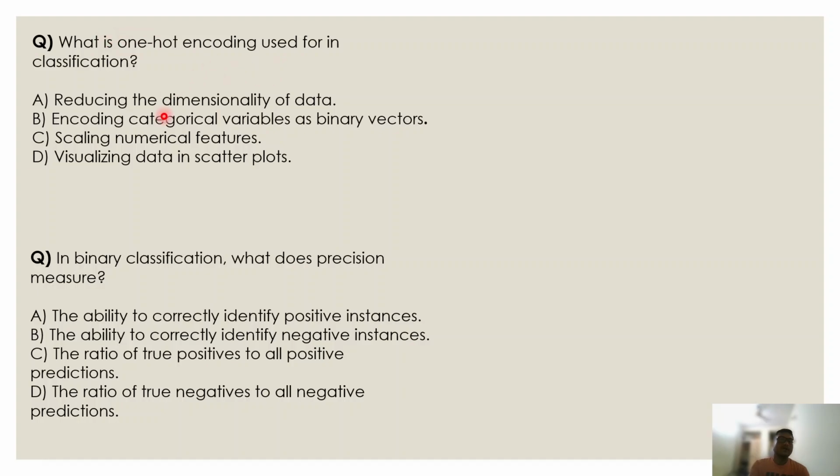Okay, so that's what I want to tell in precision. What is one hot encoding used for in classification? So this I have not talked about, so I will directly give the answer. It encodes a categorical variable as a binary vector.